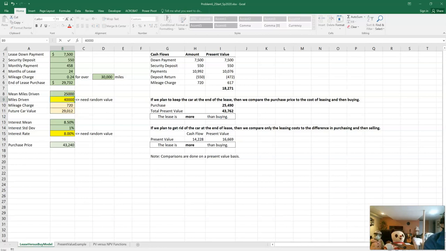What if I drive 40,000 miles? Well, leasing still costs more. What if the interest rate is 10%? What if I only drive 20,000 miles? Well, there's a change. Now the lease is less if I plan to keep it. Getting rid of it, so far, it's still leasing is more expensive than buying if I buy and sell.